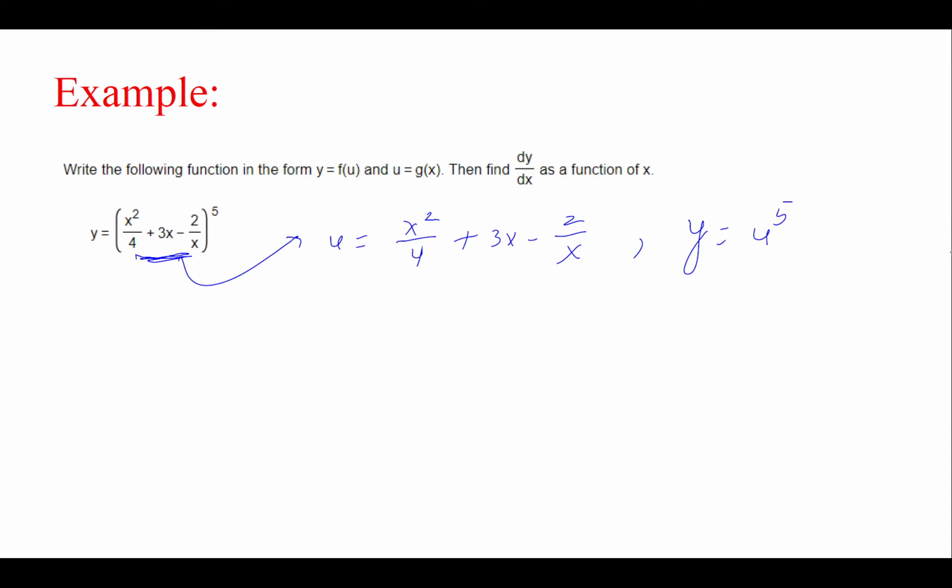So by using the chain rule, the derivative of y with respect to x is the derivative of y with respect to u times the derivative of u with respect to x. So what is the derivative of y with respect to u?